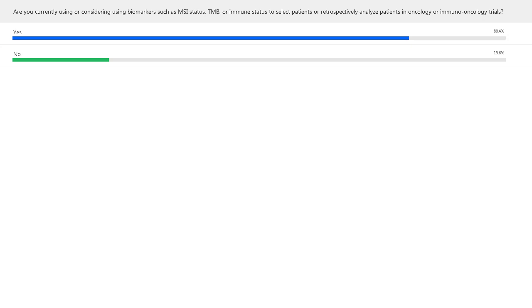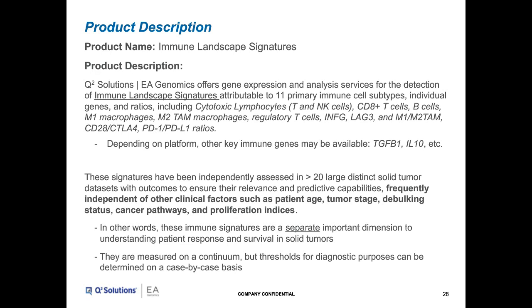Jones. All right, thank you, Mike. So obviously many of you are very interested in the use of biomarkers in clinical trials. So I just wanted to say that related to these immune landscape signatures, it is a product. So we do offer these potential biomarkers to explain response to therapy and variation in patient outcomes in clinical trials. We currently associate data such as this with 11 immune cell subtypes or individual genes or ratios of different immune signatures, because sometimes the ratios of these different signatures are also important. That is, how much do you have of one relative to another?